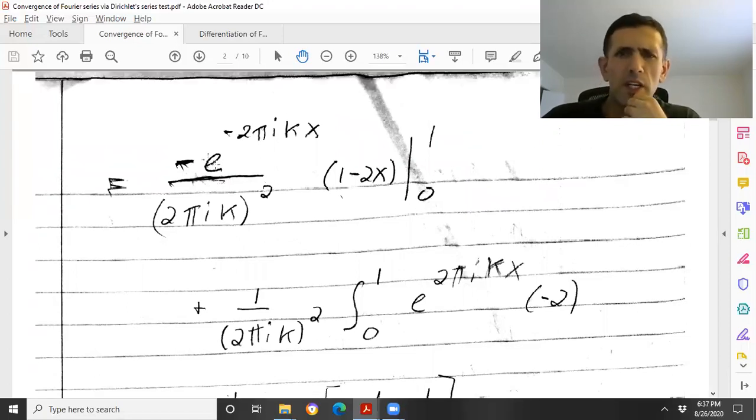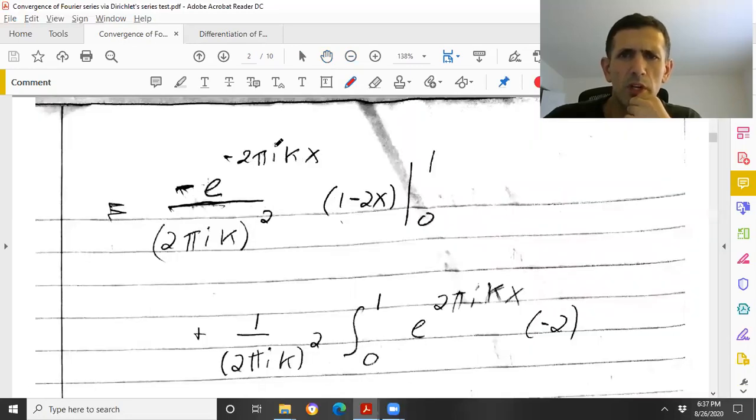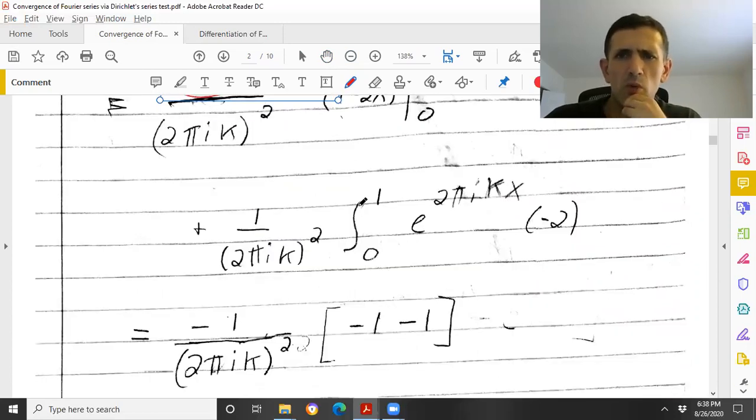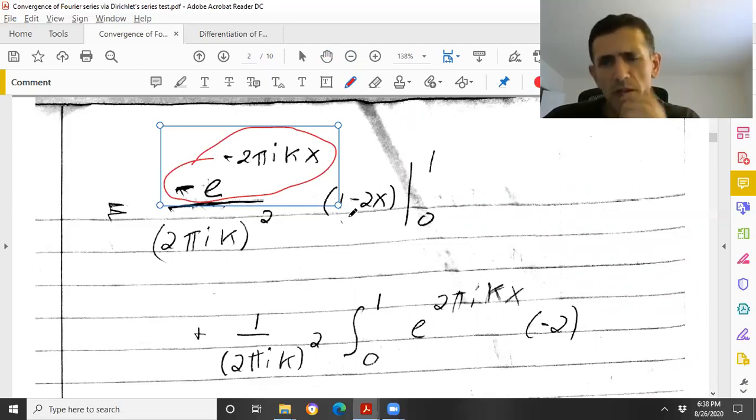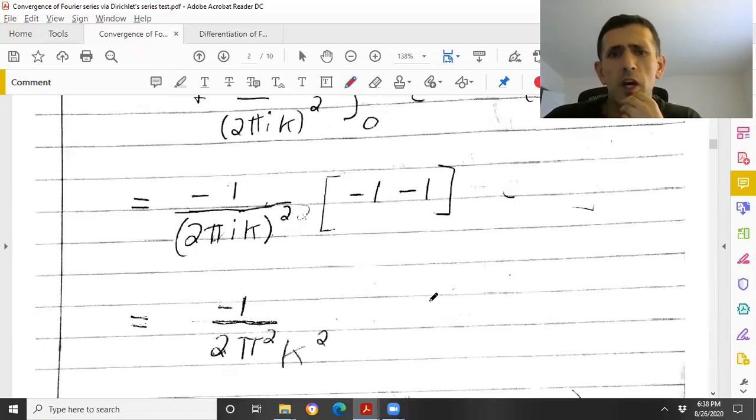Or rather, let's plug in 1 and plug in 0, and we get a minus 1 in this numerator here. So rather, let me get the pen out. Right, so we plug in 1, plug in 0, it doesn't matter. This whole thing that I'm circling is going to be minus 1. So factor out that minus 1. 1 minus 2x is minus 1. Sorry, 1 minus 2 times 1 is minus 1. And then 1 minus 0 is 1. So it's minus 1, minus 1. And this just becomes minus 1 over 2 pi squared k squared.